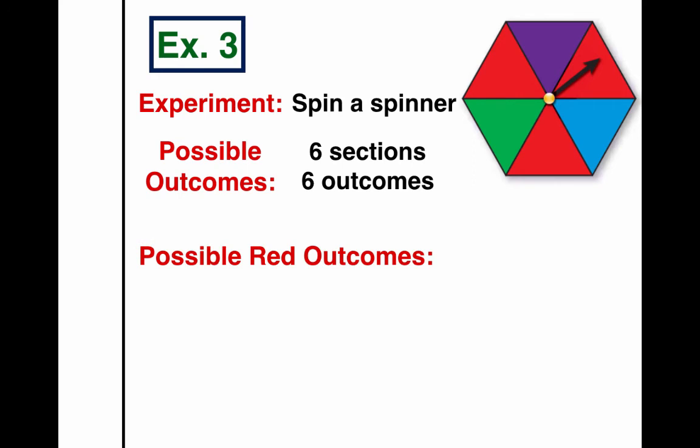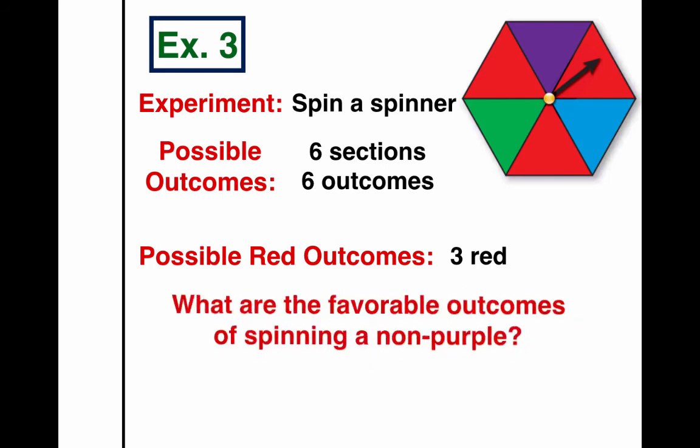Now let's say we want to know what the possible red options are. How many red sections are there? Well, there's 3 red sections, so there are 3 possibilities of getting a red. What are the favorable outcomes of spinning a non-purple? Let's say if you landed on purple, you lost your game. So what are the favorable outcomes for getting a non-purple? Well, there's only 1 purple section. There's still 5 other non-purple sections. So the favorable outcomes would be the 5 non-purple sections. That would help you win your game.